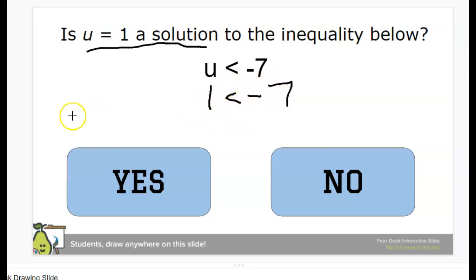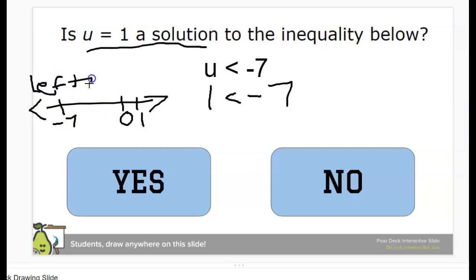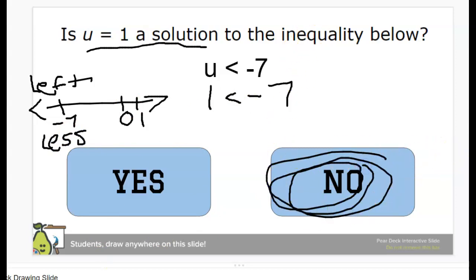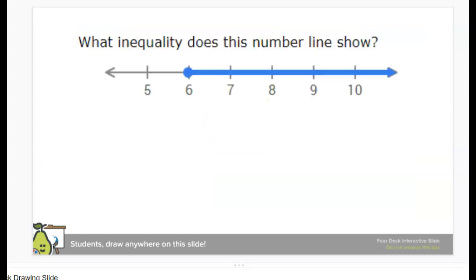Is 1 less than -7 on a number line? Well, let's look. If I have 0, 1 would be over here, -7 would be over here. If you notice, -7 is further to the left on the number line, which means it is less. So this is not true. That is false. It is not true. Now, this is a lot of what your IXL codes are going to look like. So please make sure that we're kind of looking at this, okay?